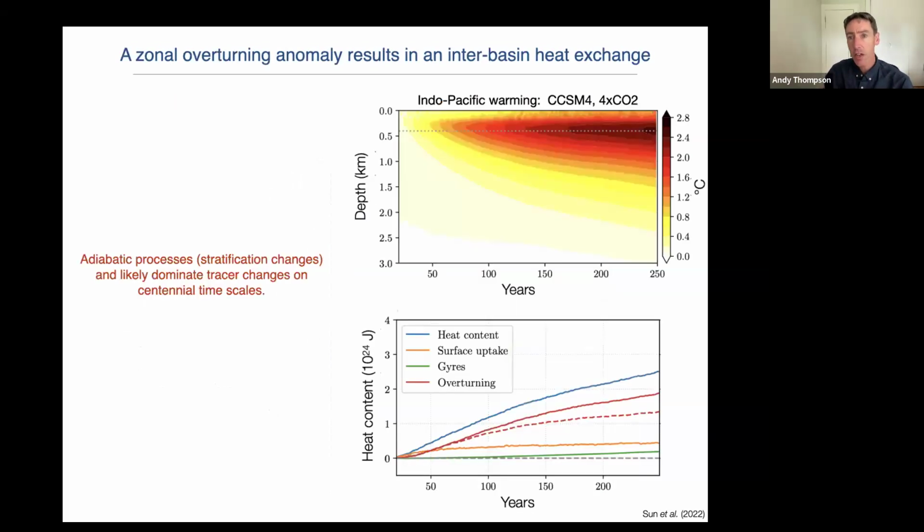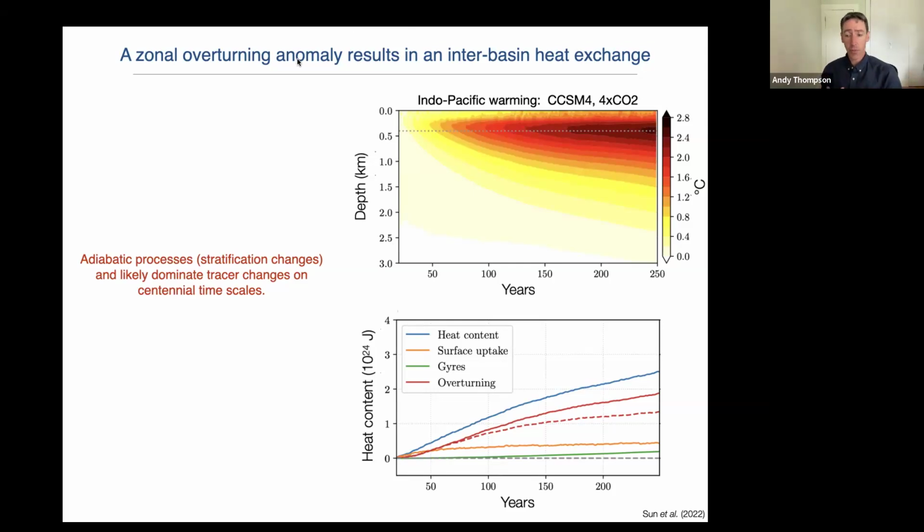And indeed, when we actually go in and diagnose the heat changes in the global ocean following these perturbations, in this particular case, I'm showing the results from a 4 times CO2 perturbation from CCSM4. On the upper panel here, you see depth in the Indo-Pacific, time on the x-axis, and you can see that accumulation of heat in the Indo-Pacific following this anomaly.